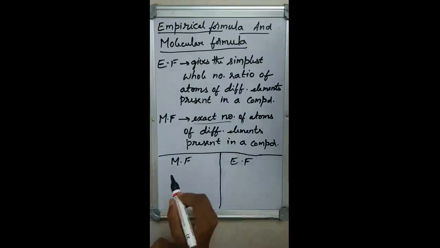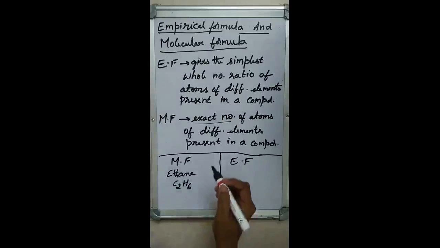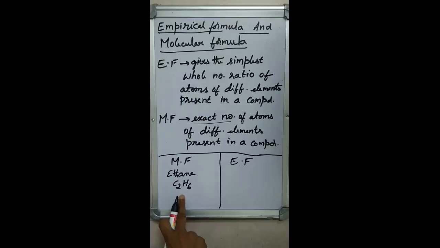Okay. Now as you know, what is the formula of ethane? Molecular formula of ethane. This you already studied in your lower class. Directly I will write C2H6. Okay. Now this is the molecular formula of ethane.